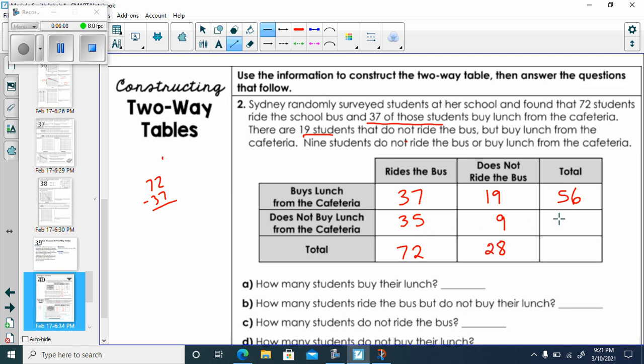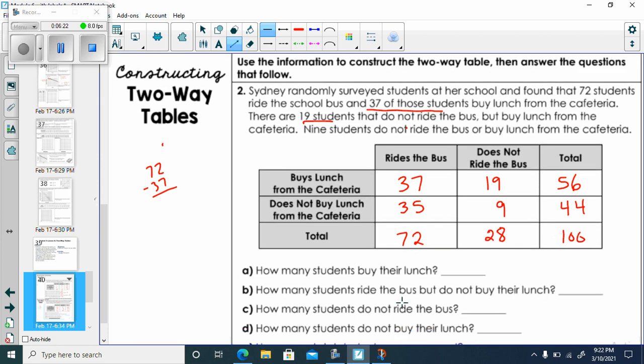35 plus 9 would be 44. 72 plus 28 is 100. 56 plus 44 is 100. Okay? So how many students buy their lunch? Let's see, buys lunch from the cafeteria. A total of 56.